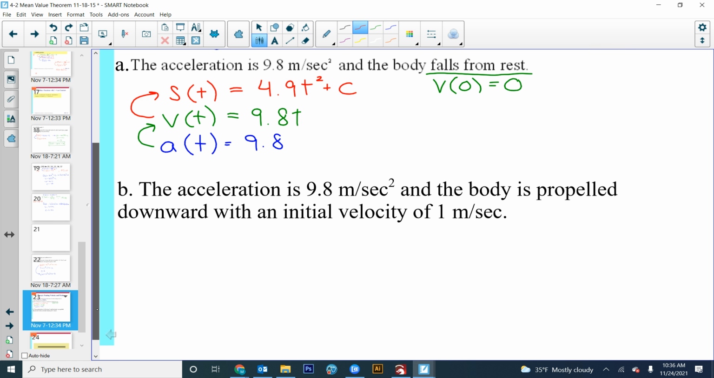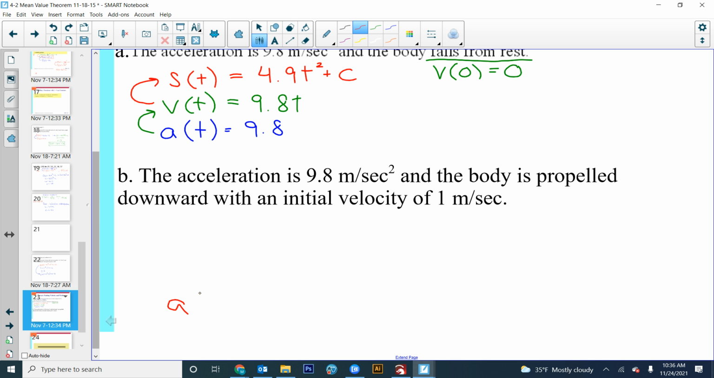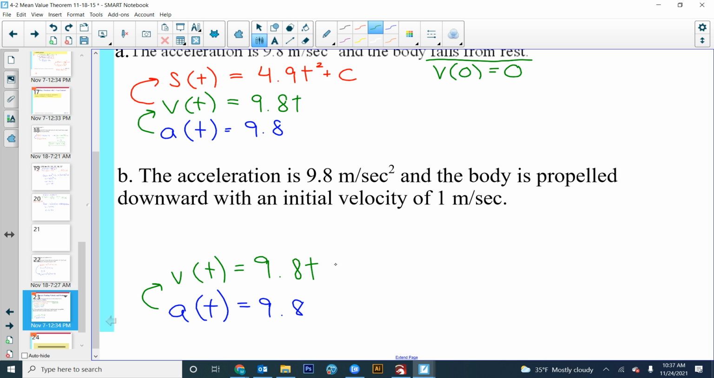Next one. The acceleration is 9.8. Gotta stay consistent. All right, V of t. We already have the template. V of t is 9.8t plus a constant. It's propelled downward with a velocity of 1 meter per second initially. Initially means when t is 0. So we have the point on velocity of 0, comma.